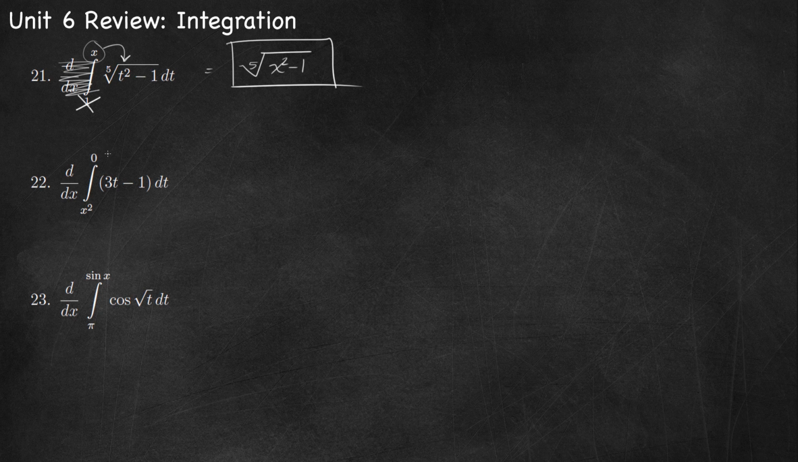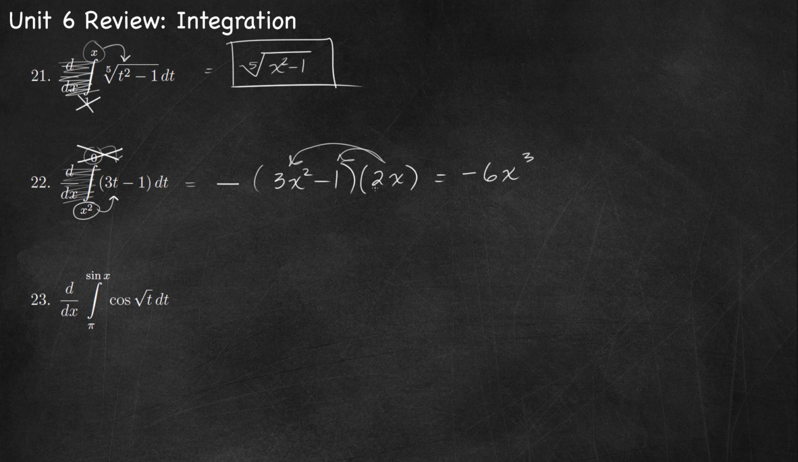Number 22, our derivative will cancel out our integral. When we sub in the 0 and then multiply by the derivative of 0, we just get 0. Minus, and then we sub in our lower limit of integration, and we get 3x squared minus 1, and then we multiply by the derivative of that lower limit, which is 2x. And so we get, if we distribute here and distribute the negative 1, we get negative 6x cubed plus 2x.